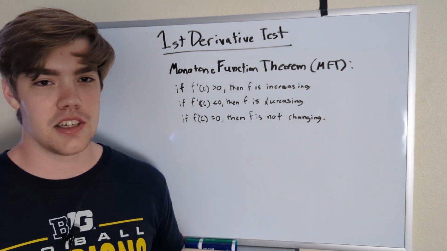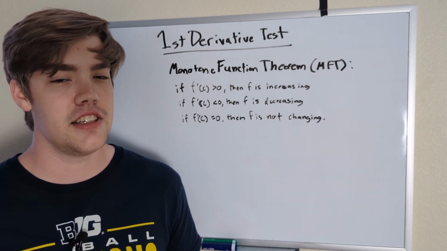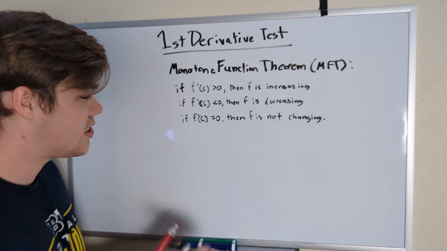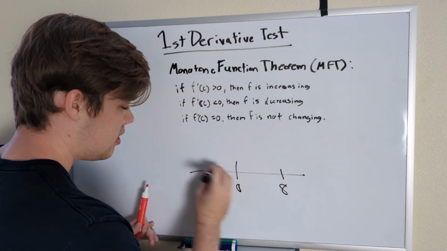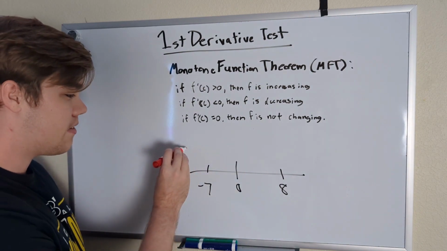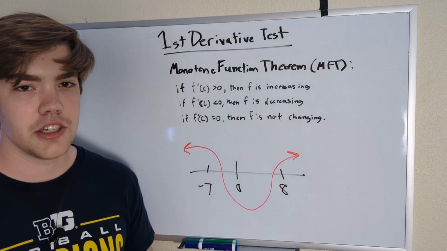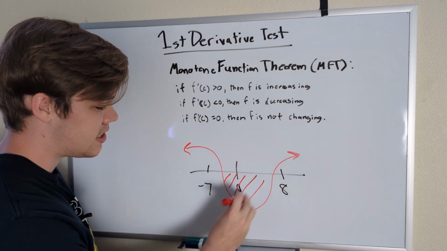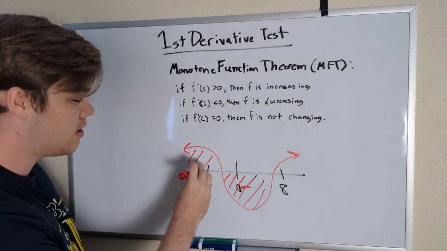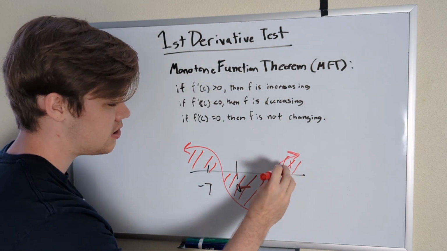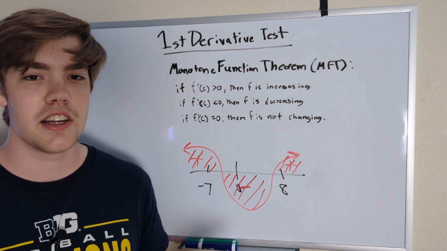So what this theorem tells us is that we can use the first derivative of a function to figure out where a graph is increasing and decreasing without having to draw the graph at all. Let's say we had something that looked like this. Say this is 0, this is 8, and this is -7. Let's say our graph looks something like this. This red line represents the first derivative of our function. Wherever the function dips below the x-axis, this function is decreasing, or negative. Wherever it is above the x-axis, this function is increasing, or positive. We can use this in order to determine where functions are increasing and decreasing.